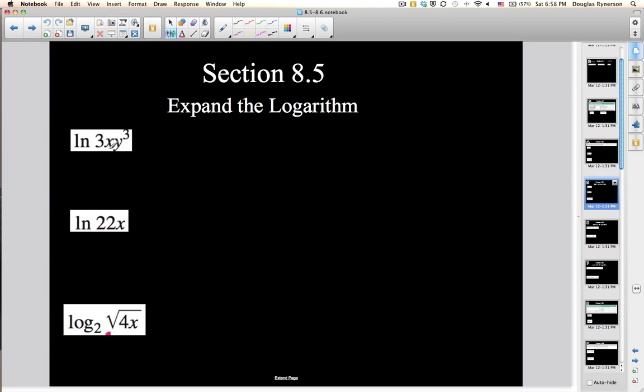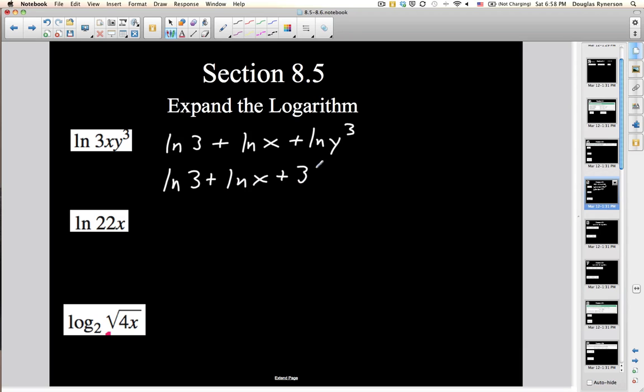If we expand this item, I can break up all the parts that are being multiplied, and I can turn them into individual logarithms that are being added. So I'll have natural log of 3 plus natural log of x plus natural log of y cubed. And the last thing I have to do is take this exponent and make it a coefficient. Nothing else changes in the other logarithms. So this would become 3 times the natural log of y. And now this would be fully expanded.